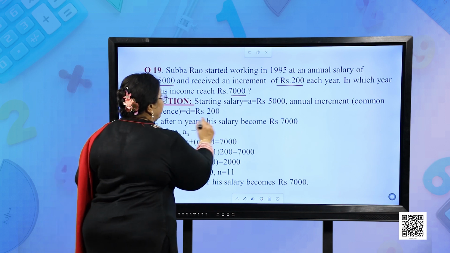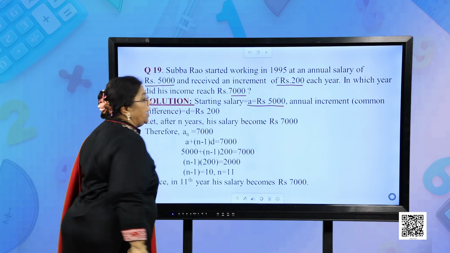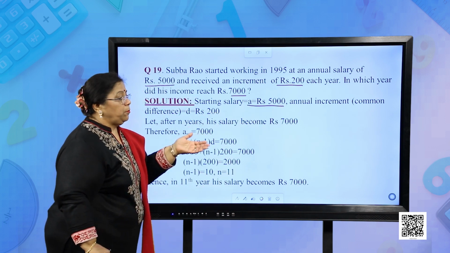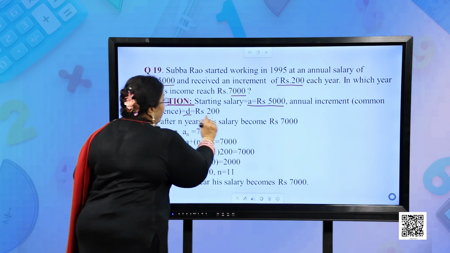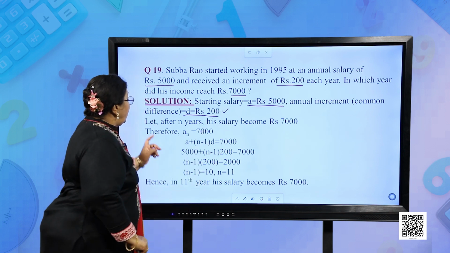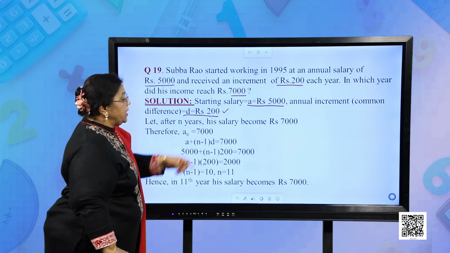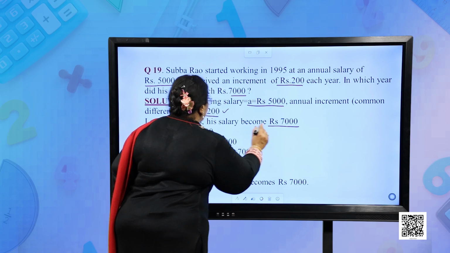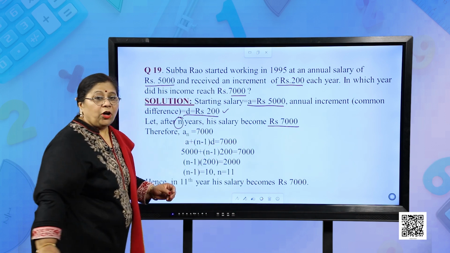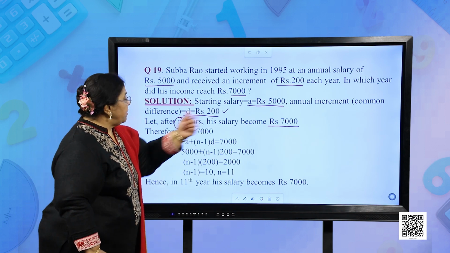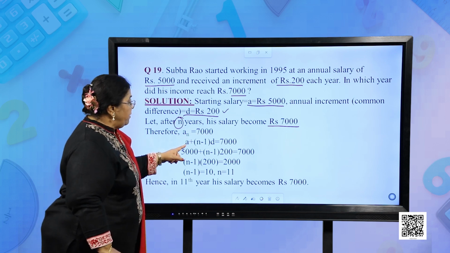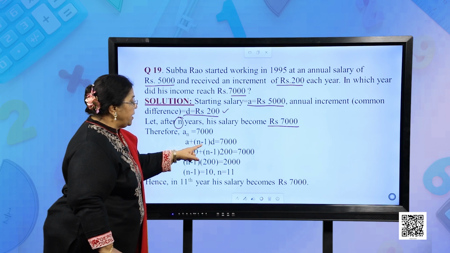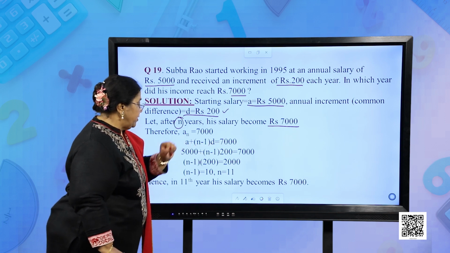So, our first term will be 5,000 and annual increment is given to an employee every year annually. So, let us take that as common difference as 200. After n years his salary becomes 7,000. So, I need to find this n. After how many years his salary becomes 7,000. So, let us take an is equal to 7,000.